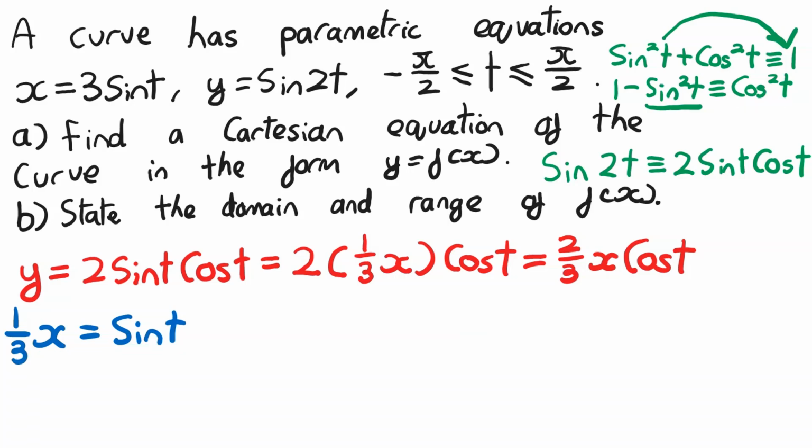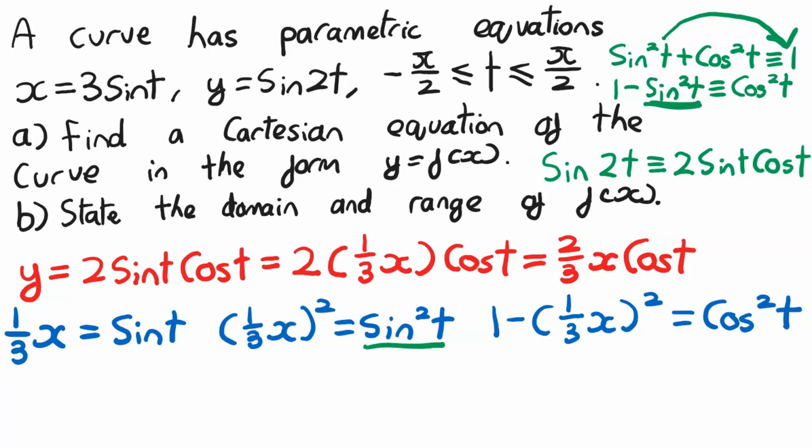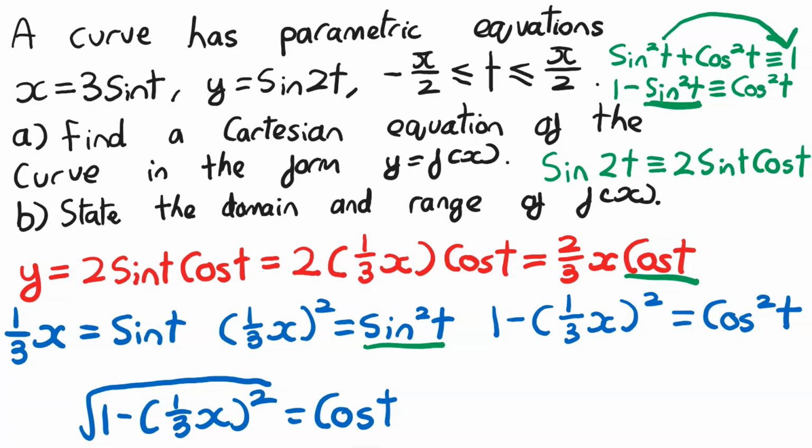Okay, now for this we need sin squared t. So what we're going to do with this equation, we're going to square both sides. So this side here becomes sin squared t, and then this side here will become 1 over 3x to the power of 2. Therefore we can sub out this sin squared t here, so it becomes 1 minus, and then instead of sin squared t, it's this 1 over 3x to the power of 2, and this is equal to cos squared t. Now to sub out the cos t here, we need cos t, so we're going to square root both sides here, so it becomes cos t is equal to the square root of 1 minus 1 over 3x to the power of 2.